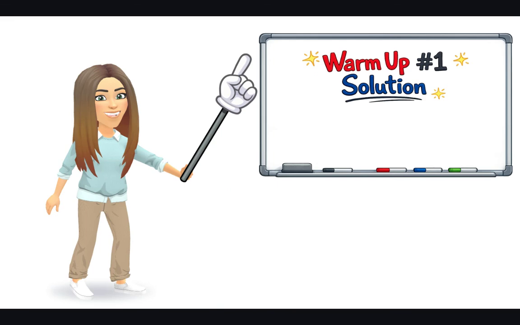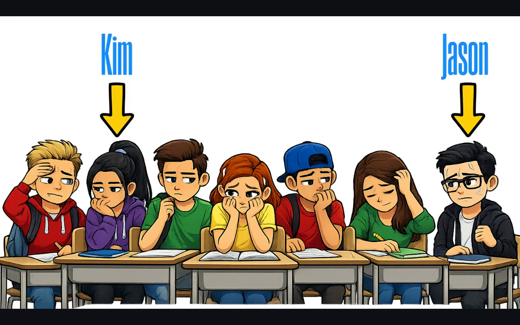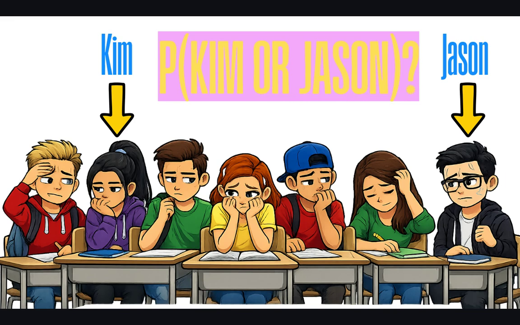Today, Mrs. Diamond will spin the wheel to get the answer for warm-up question number 1. The students wait anxiously, hoping and praying the wheel will not land on their name. Kim and Jason are especially scared. Kim because she chose to fill up her water bottle instead of completing the warm-up assignment. Jason because even though he did do the warm-up, he is absolutely lost. What is the probability that the wheel will land on Kim or Jason?